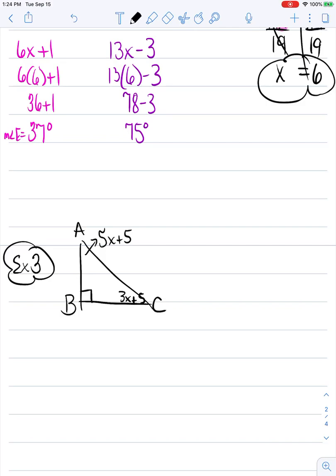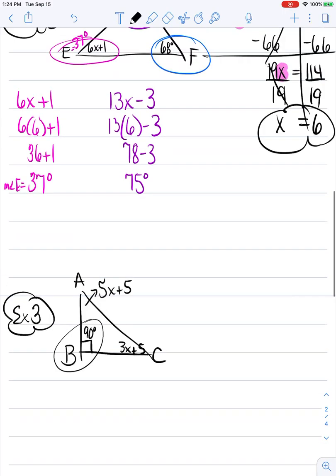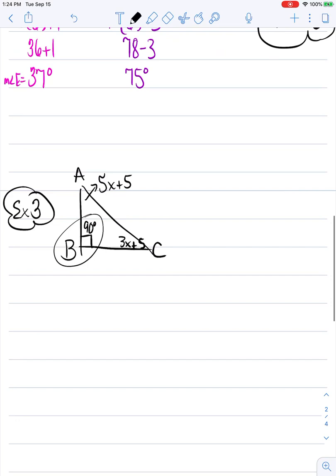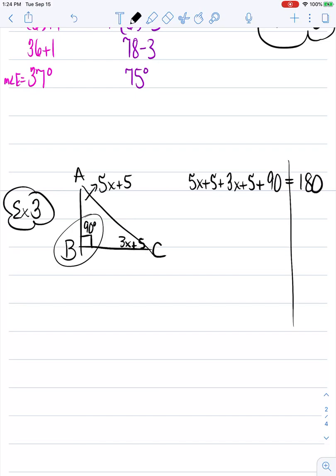Well, if it has that little square, that's a right angle. And right angles have 90 degrees. So they tell us that B is 90 degrees. So it's actually like example 2. You just have to know or remember what that square is. So let's write our equation. 5x plus 5 plus 3x plus 5 plus, that square was 90. And remember, all of our inside angles add up to equal 180. That's your angle relationship. So now I want to solve this equation.